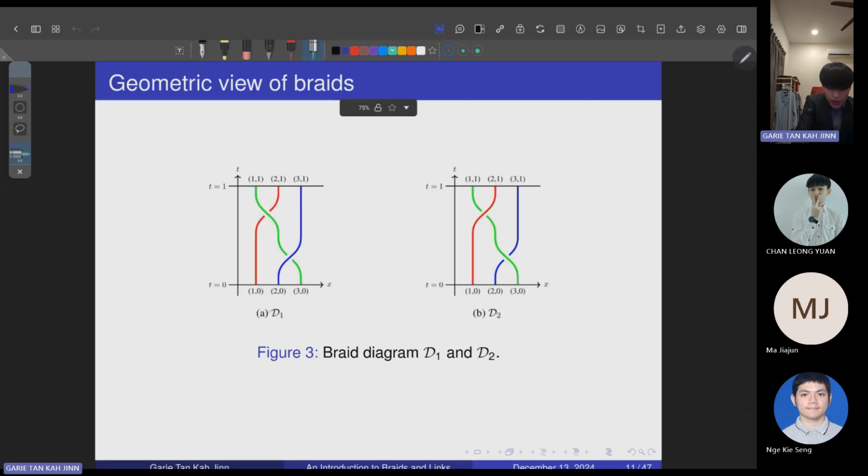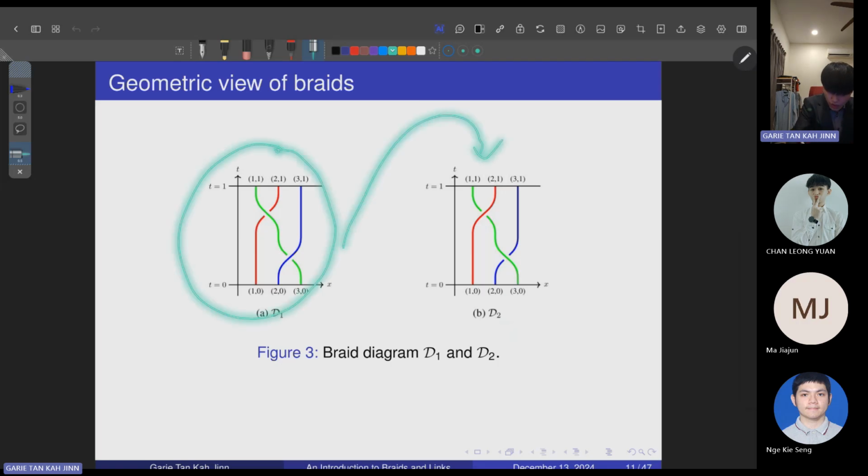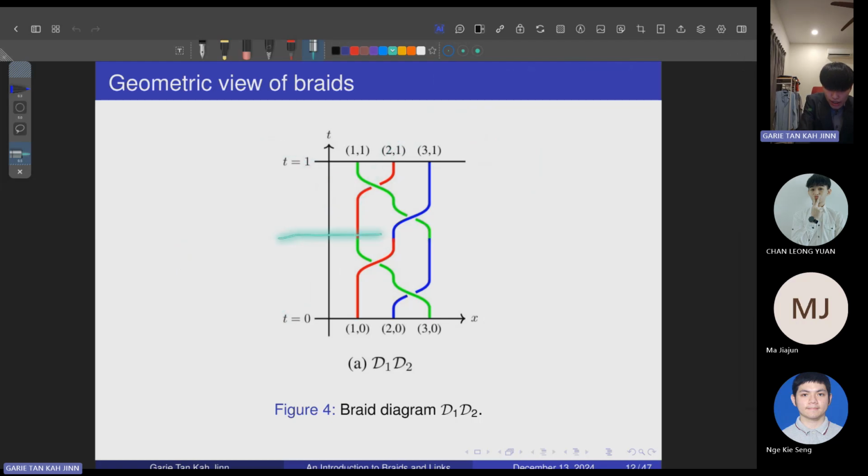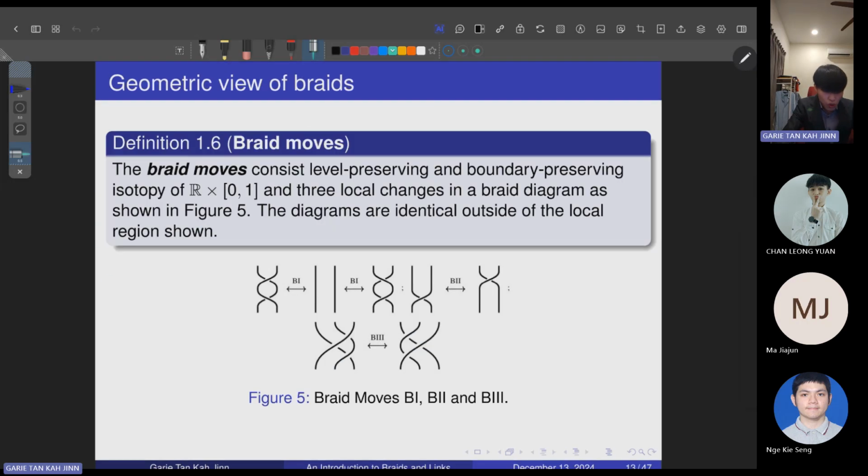So let's say that we are given this D1 and D2. If I want the product D1 D2, I put this braid at the top, but now it is t equals 2. Then I rescale it down, and I will get a diagram like this. Let me draw a line here. You can see that this is D2 and this is D1, and t equals 1, t equals 0 is good. Okay, now continue.